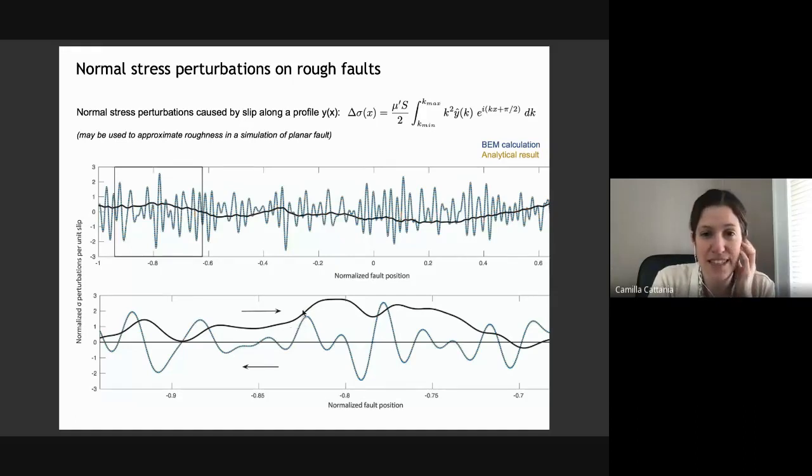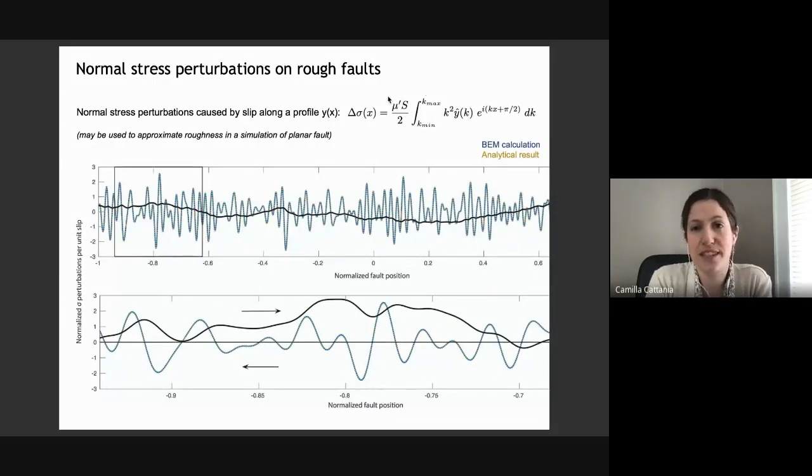You can see that places like this location here, where the motion of the fault is basically pushing the two sides together, you expect a higher normal stress, more compressive. And in places where the motion of the fault tends to pull the two sides apart, you expect a lower normal stress. You have like a negative normal stress perturbation.